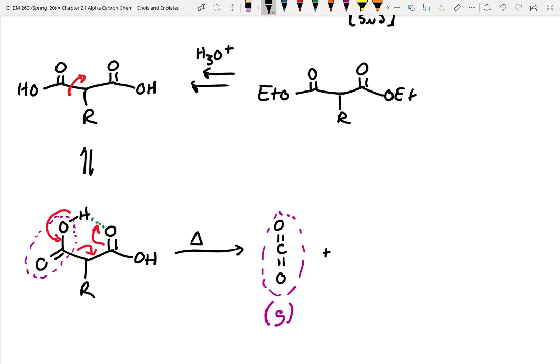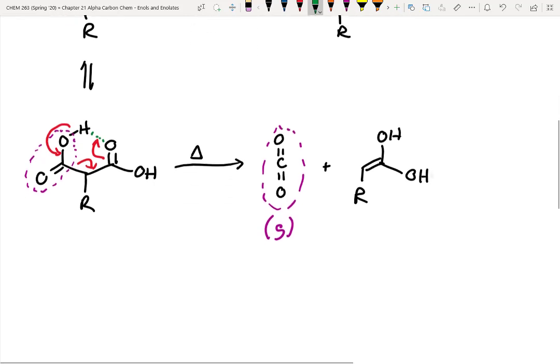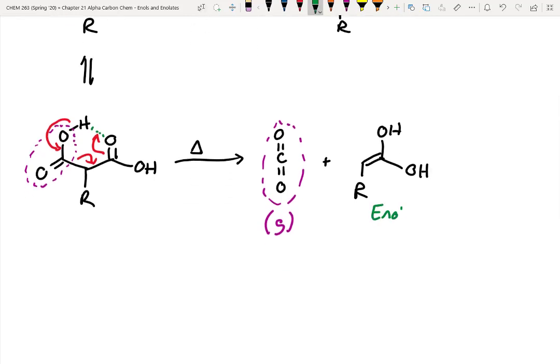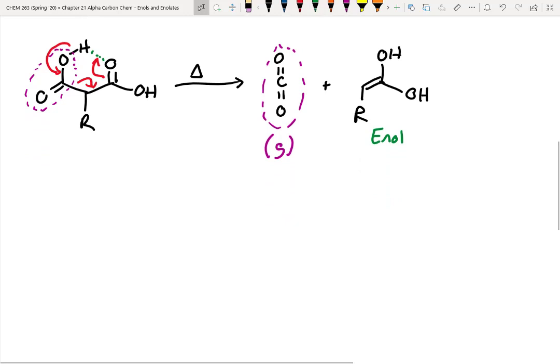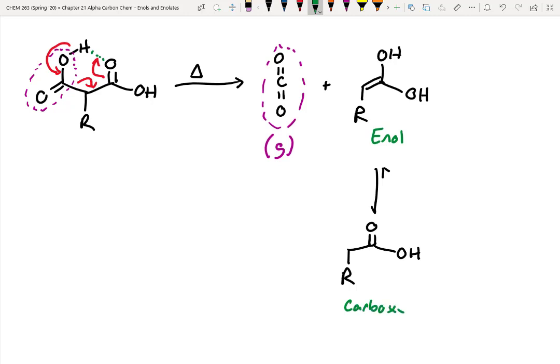And then the remaining portion on the right-hand side is going to have a double bond here. We're going to have an OH here and here. However, when we really think about what we've created here, this is just an enol. And we know that enols will quickly tautomerize to their keto form, right? So that R group is going to stay put. We're going to end up with a double bond there and an alcohol over here. So we're just going from our enol to our carboxylic acid.